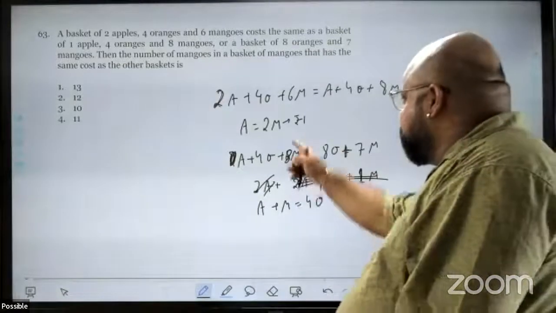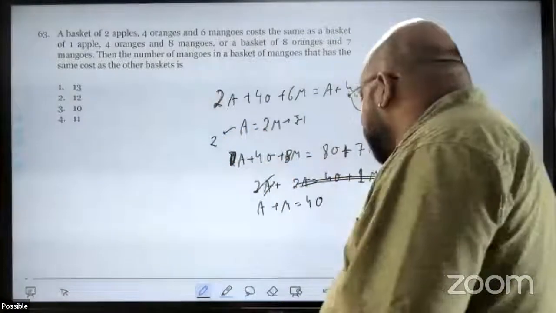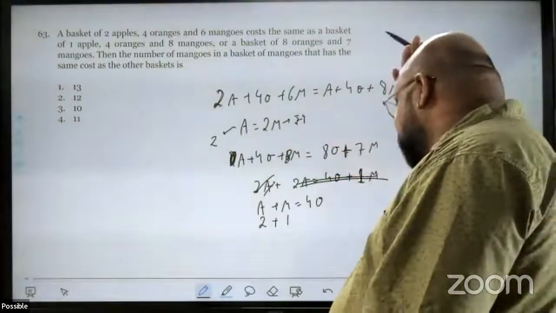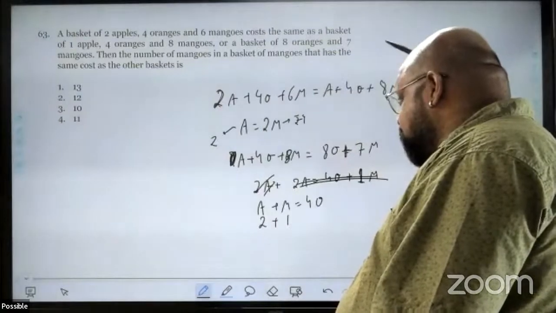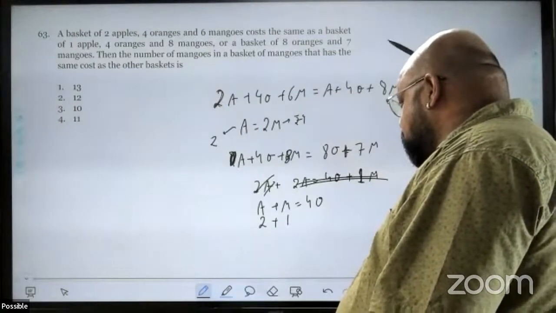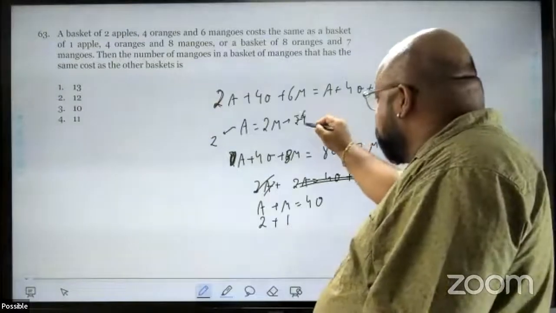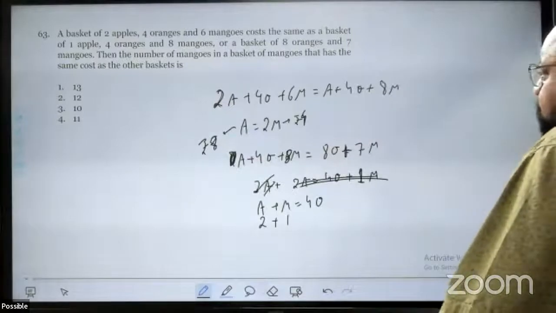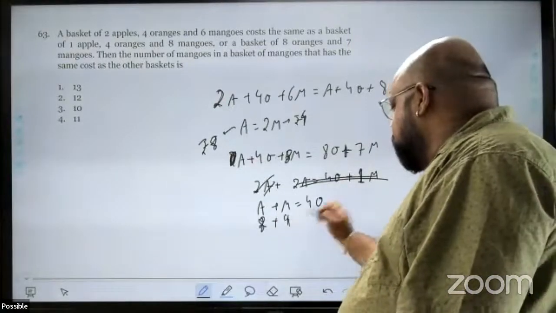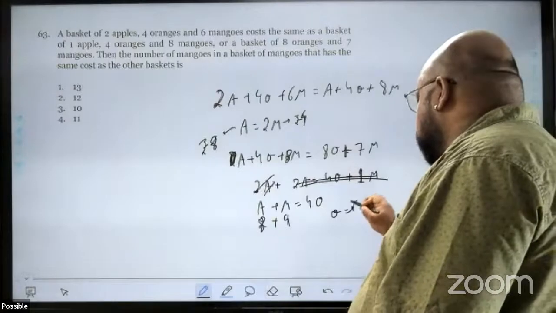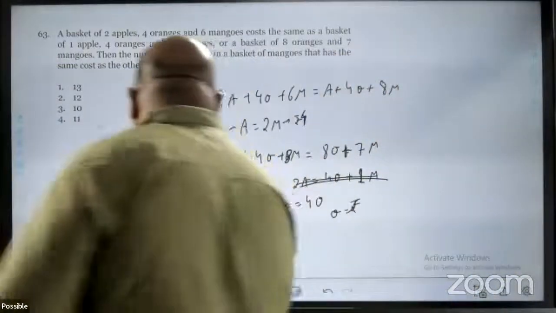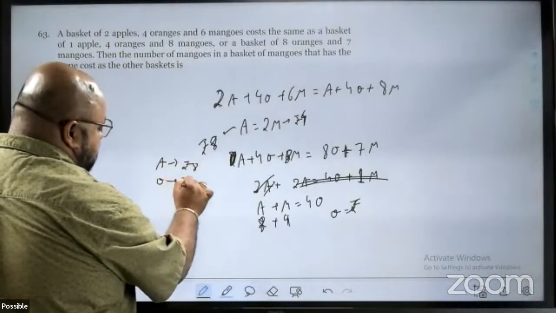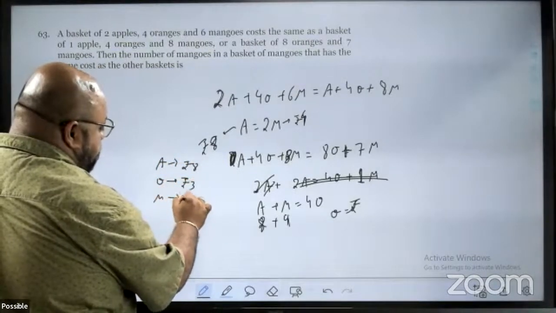And therefore, if the price of a mango is 1, that of an apple becomes 2. So an orange becomes 3 by 4. Suppose if I take mango as 4, apple becomes rupee 8. And therefore, this 8 plus 4, orange becomes rupees 3. Right? So apple is rupee 8, orange is rupee 3, mango is rupee 4.